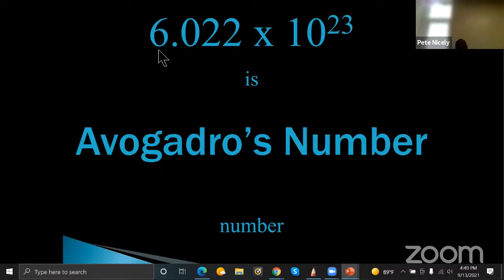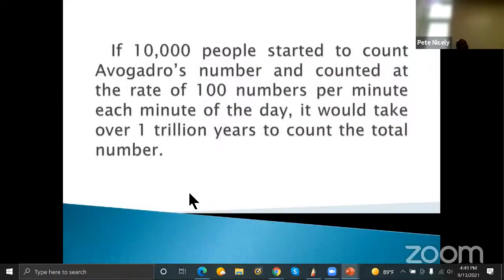And there's a special name given to this number. It's called Avogadro's number, named after the famous Italian scientist. Whenever you hear the term Avogadro's number, you should immediately remember that it's referring to this number here, which represents the number of items in 1 mole of that item. Just to give you an idea as to how large a number we're talking about here, if 10,000 people started to count Avogadro's number and counted at a rate of 100 numbers per minute, each minute of the day, it would take over 1 trillion years to count the total number. All right, so that gives you an idea as to the sheer size of Avogadro's number.